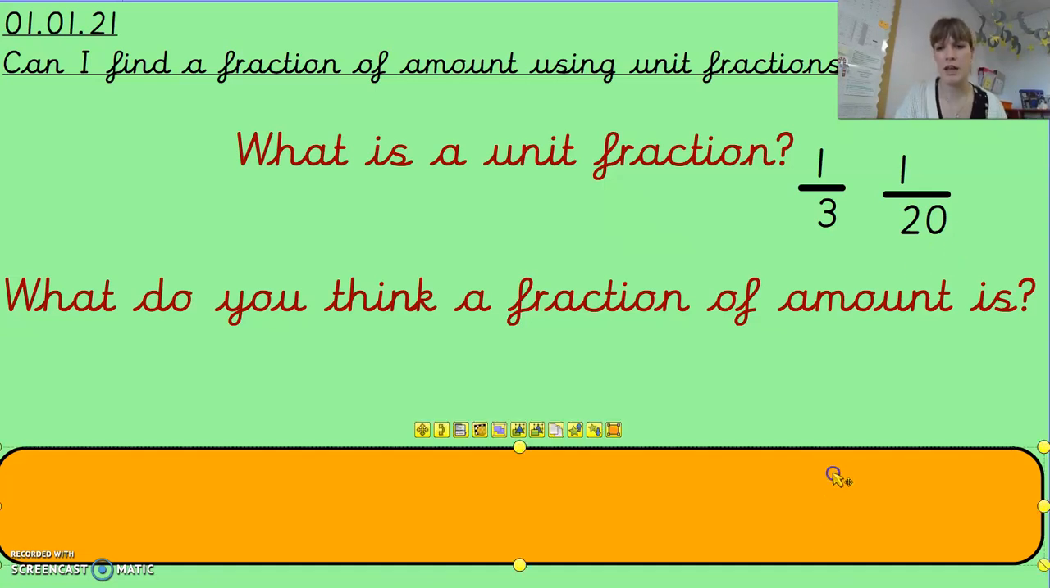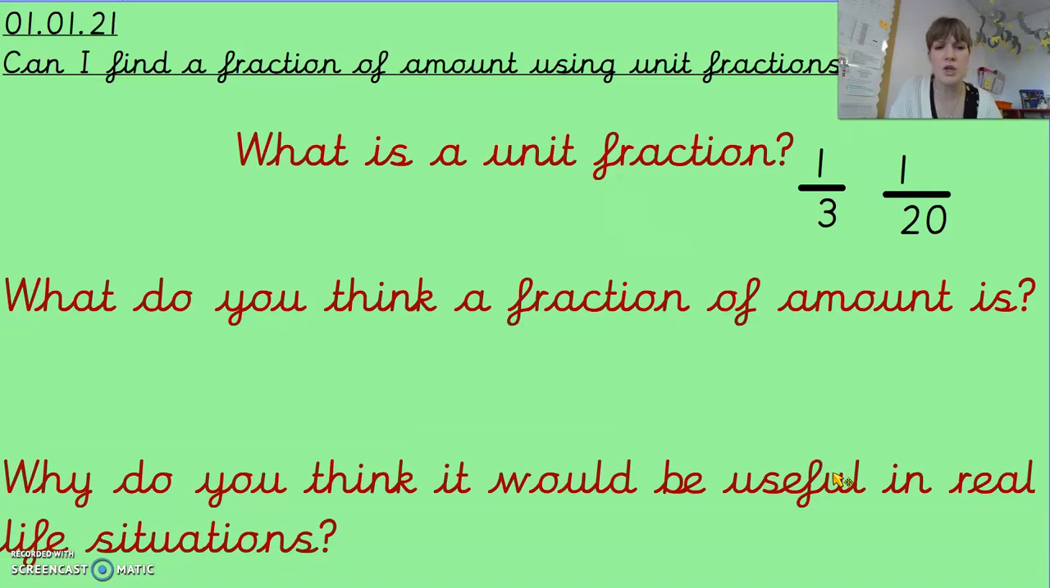Last question then. Why do you think it would be useful in real life situations? Why do you think knowing fractions of amounts, knowing how to work them out and understanding fractions, would be useful in everyday life? Write down an answer or have a discussion with someone in your family. Okay, well done.